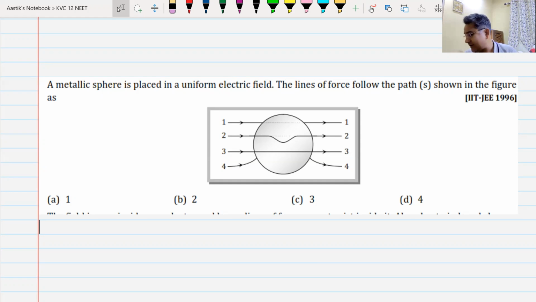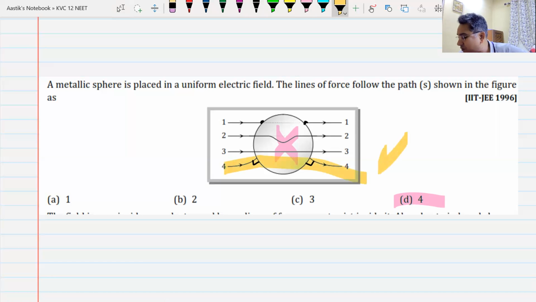And the answer is 4. Electric field lines cannot come inside the conductor. So these two say bye-bye. Then electric field lines should terminate at 90 degrees and come out at 90 degrees. These are the only two lines which are coming in and going out at 90 degrees. Therefore, the correct option is option 4. Do we understand this? Yes, sir. Only by looking at the properties of conductors.